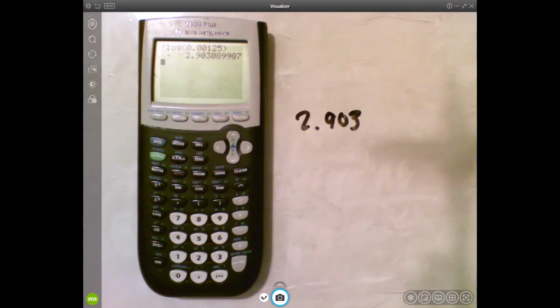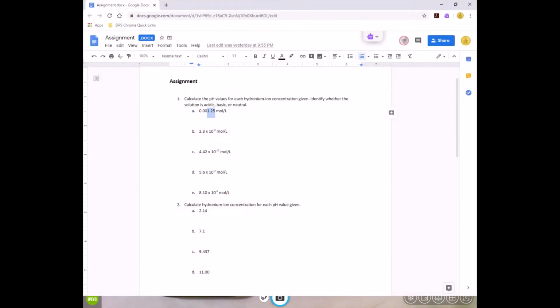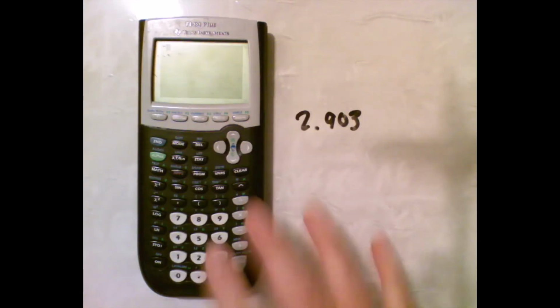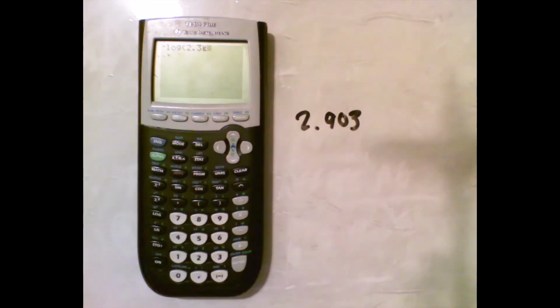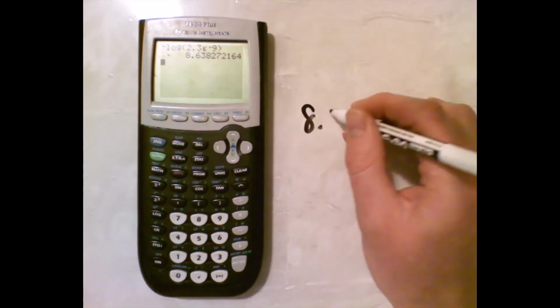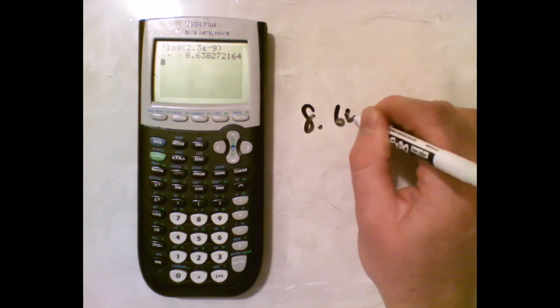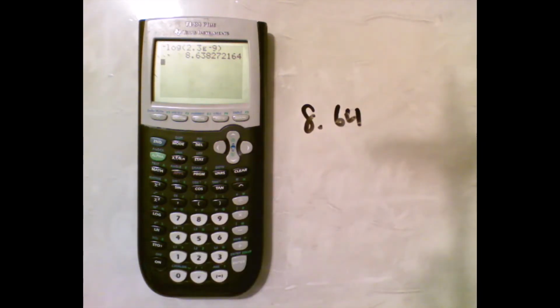I'll do the next one. So 2.3 times 10 to the negative 9. So we go negative log 2.3. And then if you push second comma on your calculator, it does that E, and that means times 10 to the, and it just saves you a little bit of time and it's a little bit better. So for this one, our answer would be 8.64, because we'd have to round that one up, because we want the 6.3, and then the one before is 8, so it'd be 8.64.